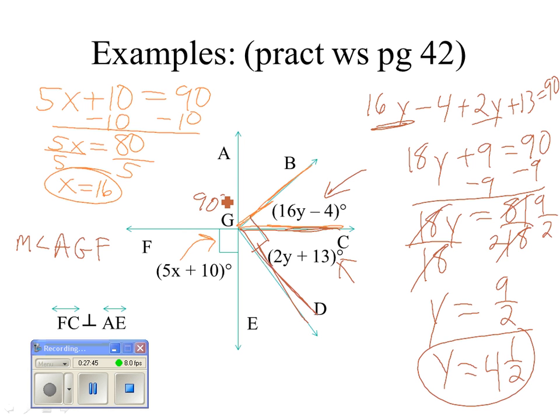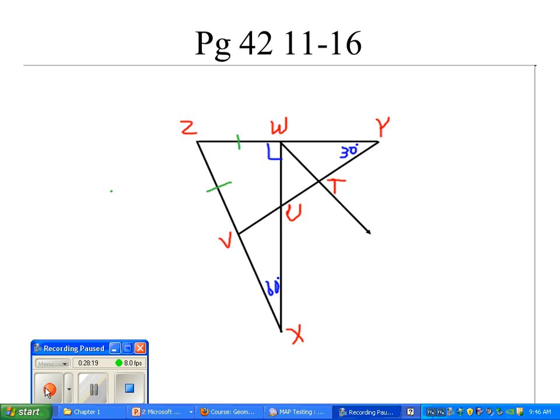Somebody name the other right angle in this picture for me. We already got that one. EGC also has to be a right angle. What can you tell me about line AE and how it's related to line FC? They're perpendicular to each other. Very good. What else can we figure out here?